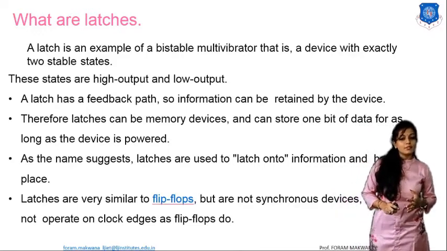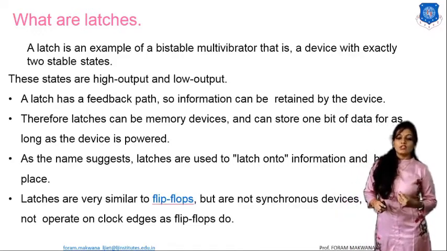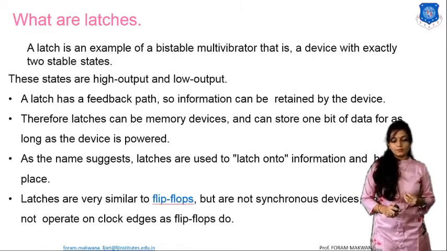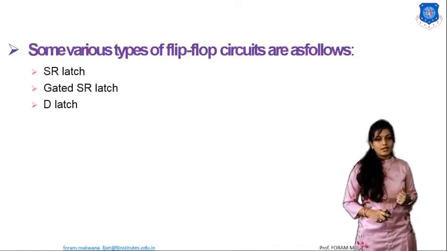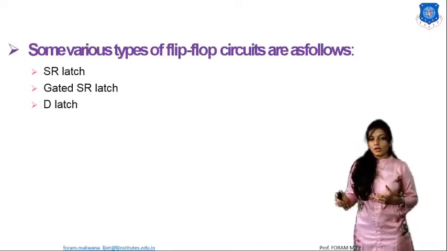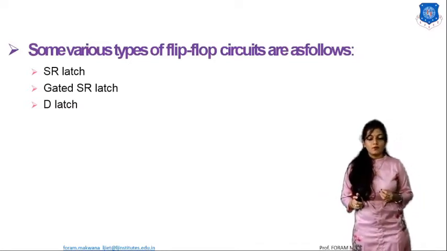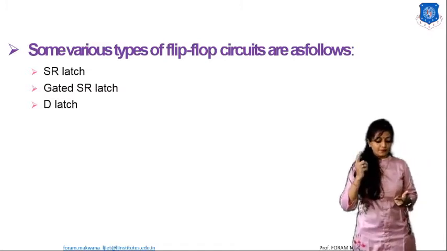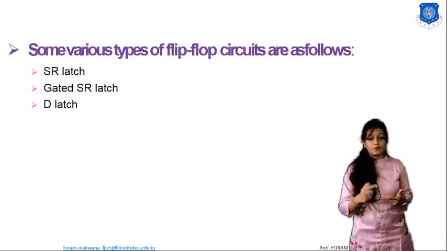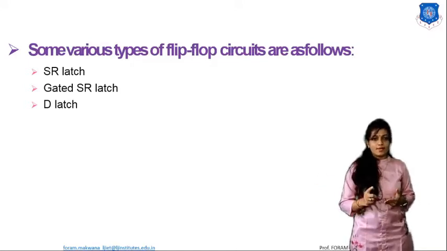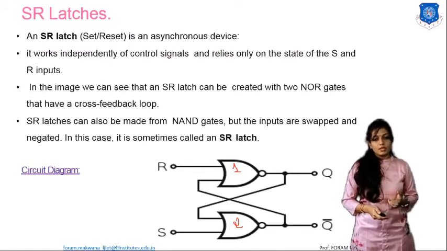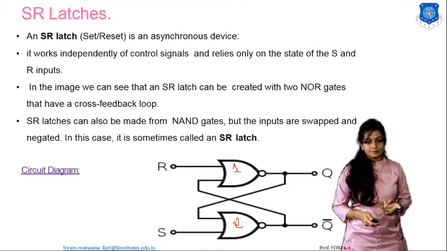Alright? So it is very similar to the flip-flop, but the latches are going to be activated based on the enable pin. Right? So what are different types of flip-flop that we have discussed? Flip-flops are like SR flip-flop, D flip-flop, T flip-flop, JK flip-flop. So latches are also having the same types, SR latch, gated SR latch and D latch. Okay. So what is SR latch?